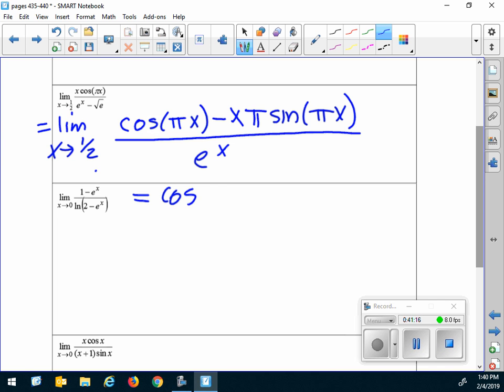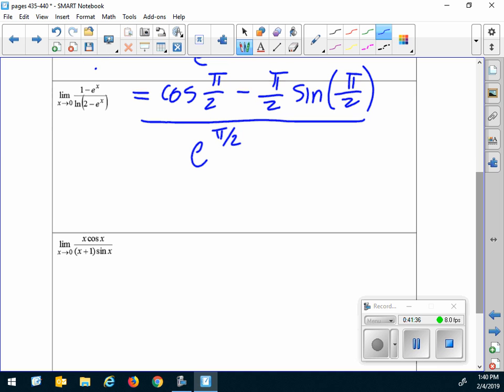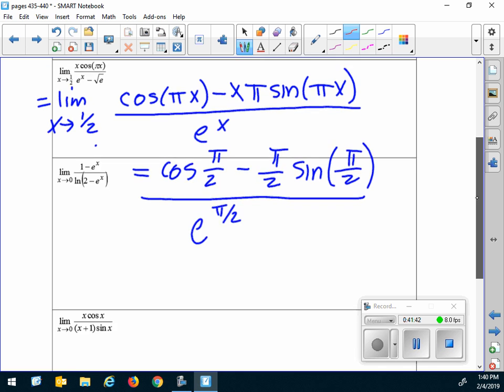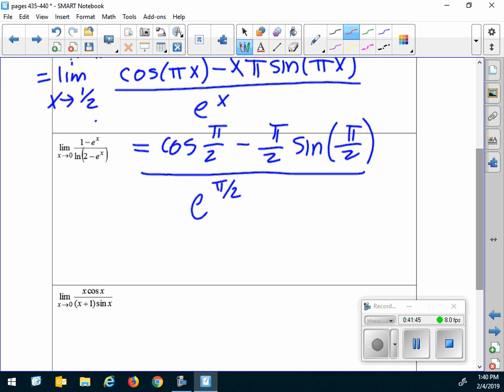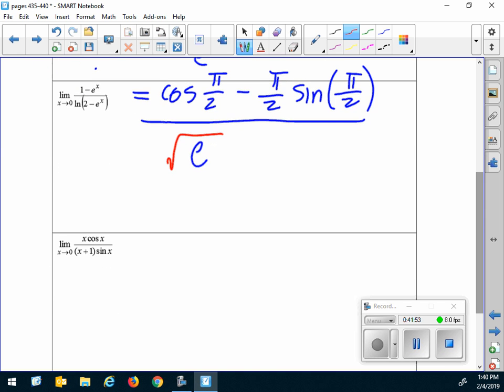Cosine of pi over 2 minus... I don't know why I put that in parentheses, didn't really have to. Sorry? Oh, I wrote, oh, yeah. Is that better? Yeah. Cosine of pi over 2.